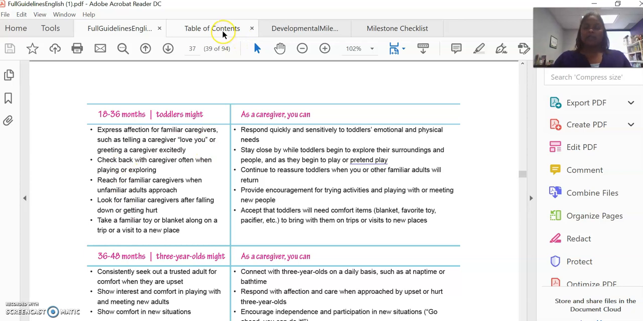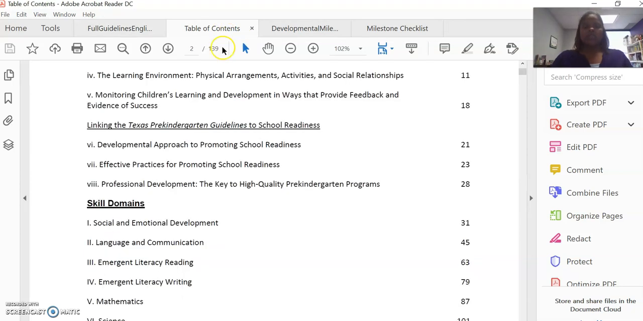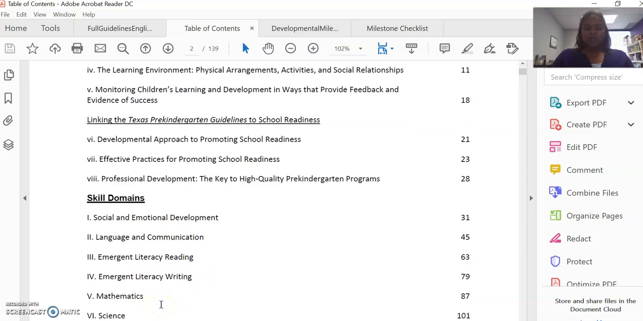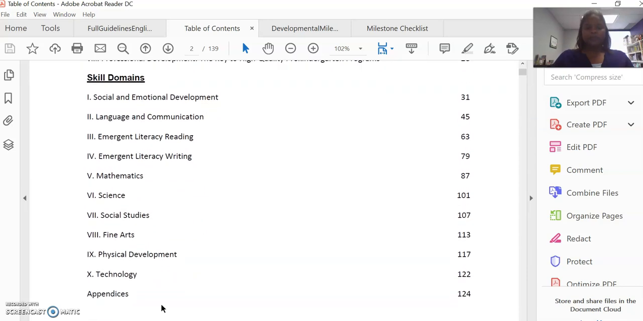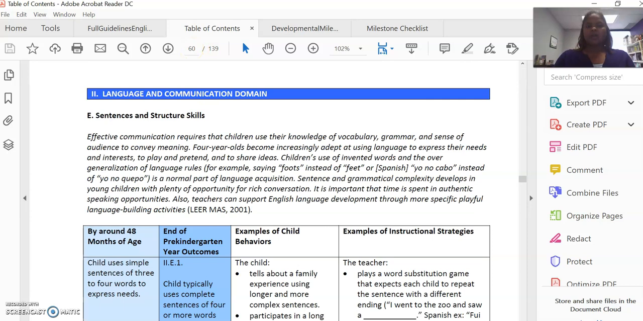Another guideline that builds upon this one here is the Texas PreK Guidelines. Their domains are broken up as such here: social and emotional, language and communication, emergent reading, emergent literacy, writing, mathematics, science, and then you can scroll down and there's more. So what I'm going to do is I'm going to just jump to one of those so we can see how they have the information arranged. And so I chose here the language and communication domain.